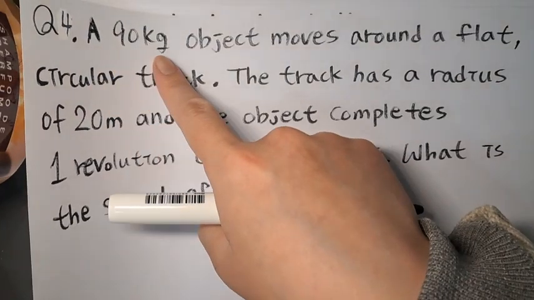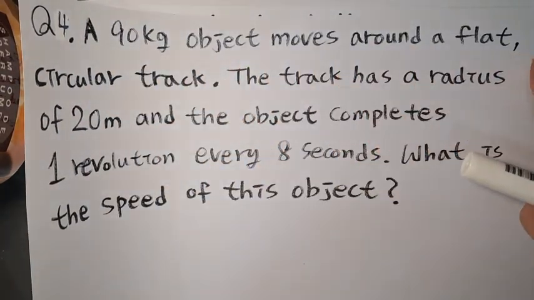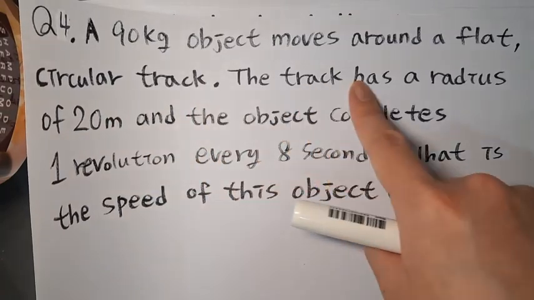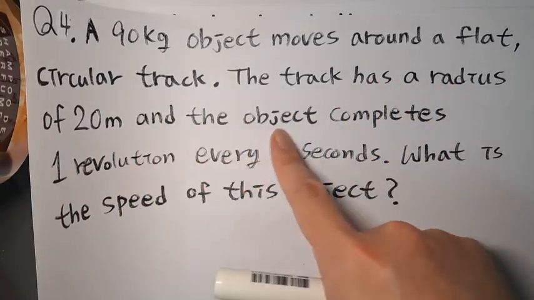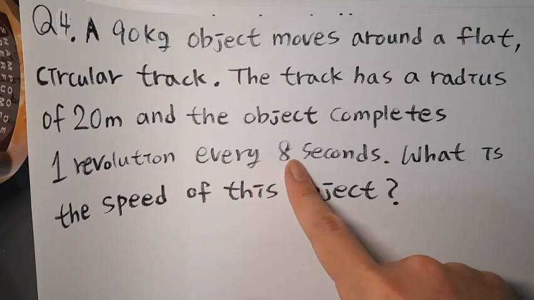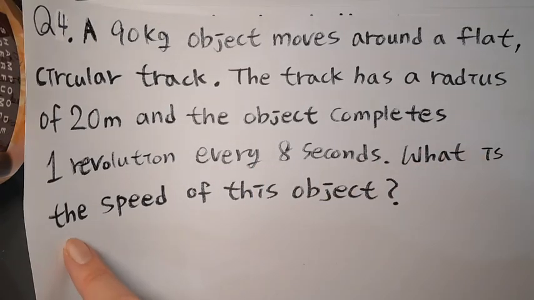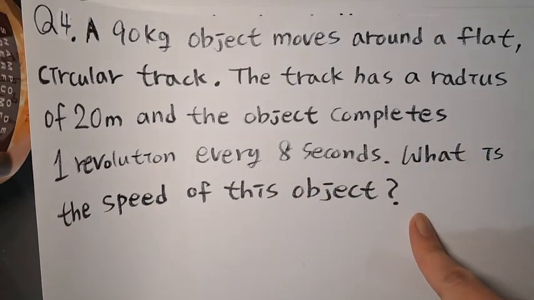A 90-kilogram object moves around a flat, circular track. The track has a radius of 20 meters and the object completes one revolution every 8 seconds. What's the speed of this object?